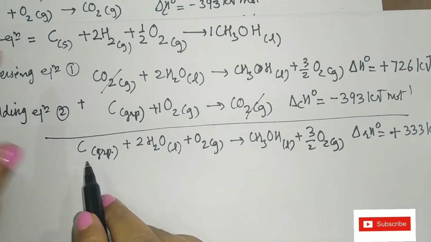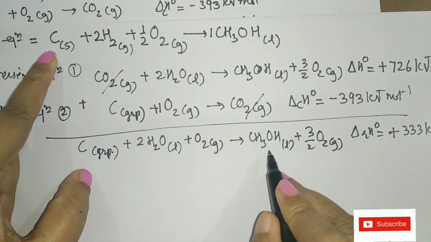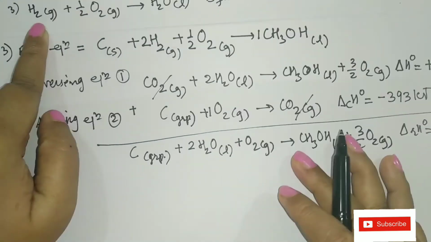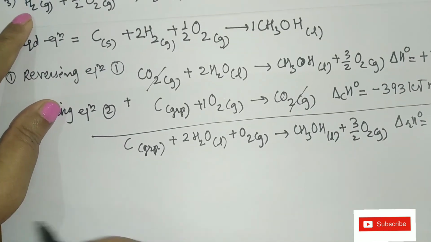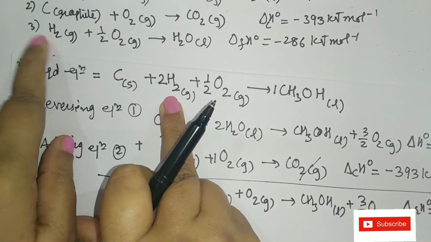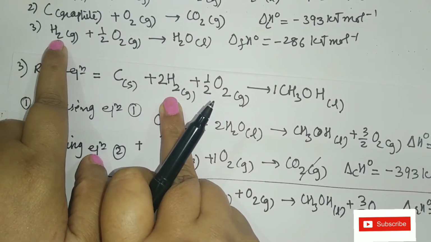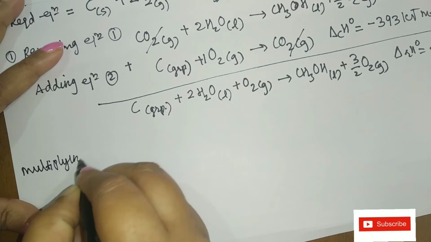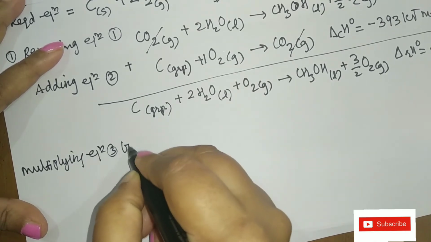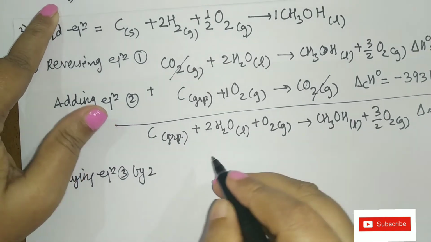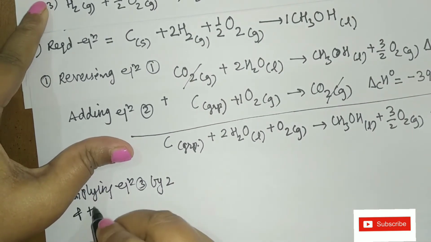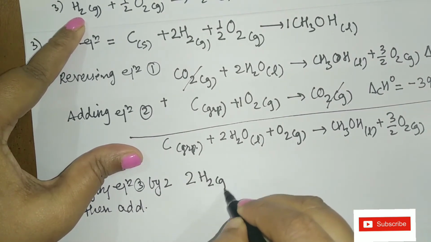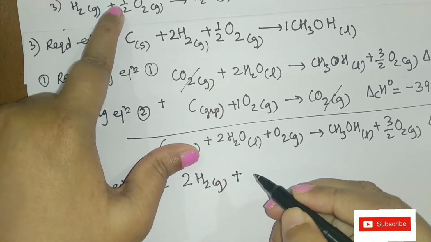Now I want carbon. I have carbon here. I have methyl alcohol also. Now I need hydrogen on the reactant side. Now I will take help of the third equation. But before going for the third equation, here I need 2 hydrogen atoms. In the given data, I have only 1 mole of hydrogen. So my next step will be multiplying equation 3 by 2. So let us keep multiplying this and then I will add. So let us multiply this. I will get 2 hydrogen gas. Keep multiplying students. Here it will be 1/2 into 2.